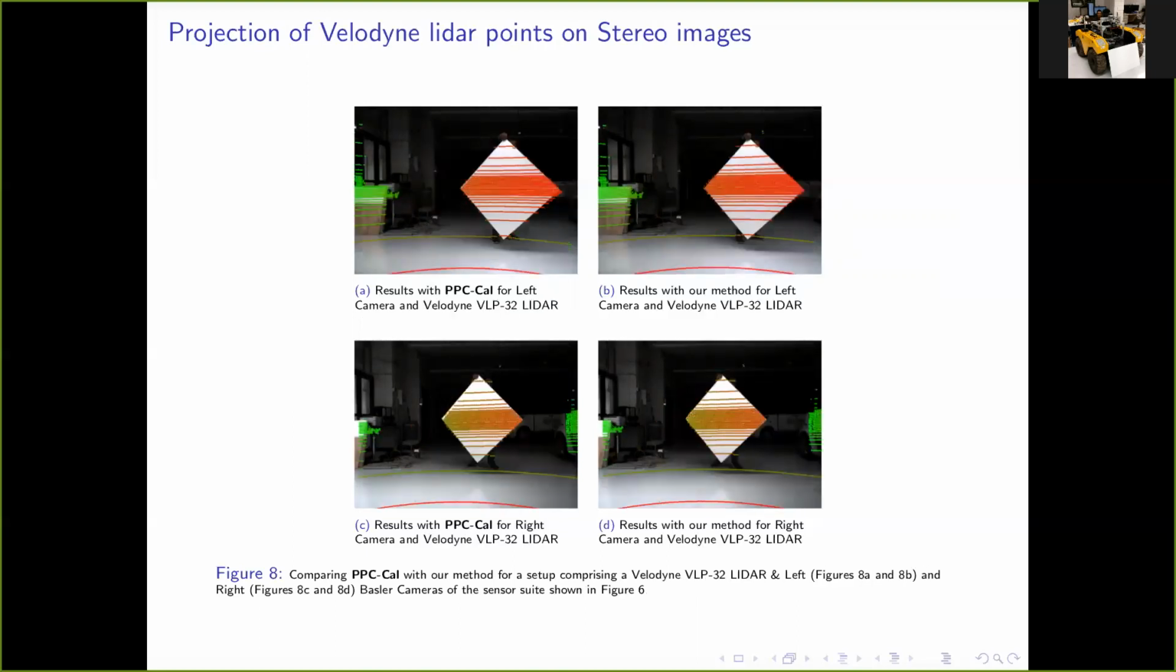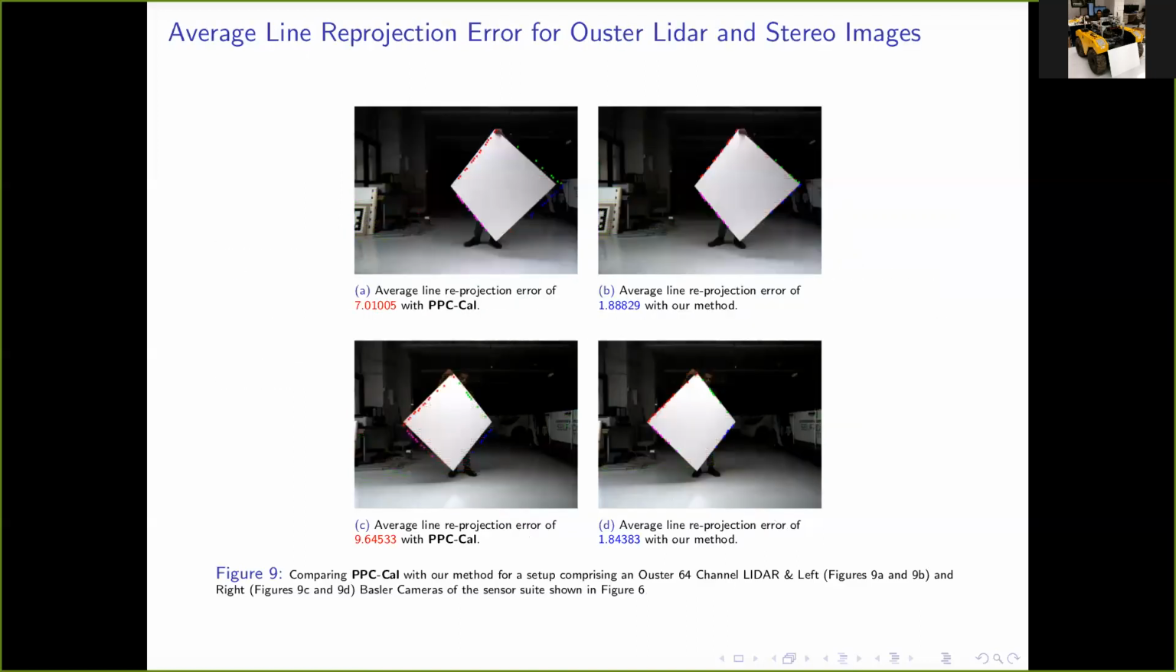Similar results are presented in figure 8, which presents the results with the Velodyne LiDAR. We can qualitatively say that the proposed method performs better. In the next experiments, we quantify this overshoot or misalignment in projection using the average line reprojection error. Figure 9 shows the projection of edge points detected in Ouster LiDAR on the corresponding edges detected in the images. Clearly, PPC-Cal gives higher line reprojection error shown in red in figures 9a and 9c.